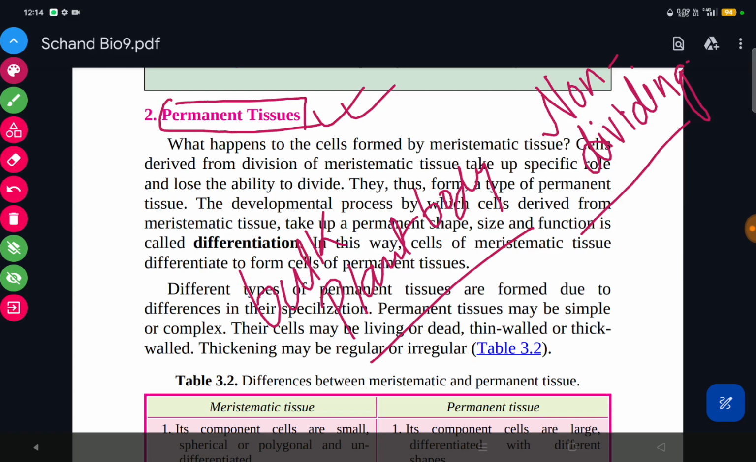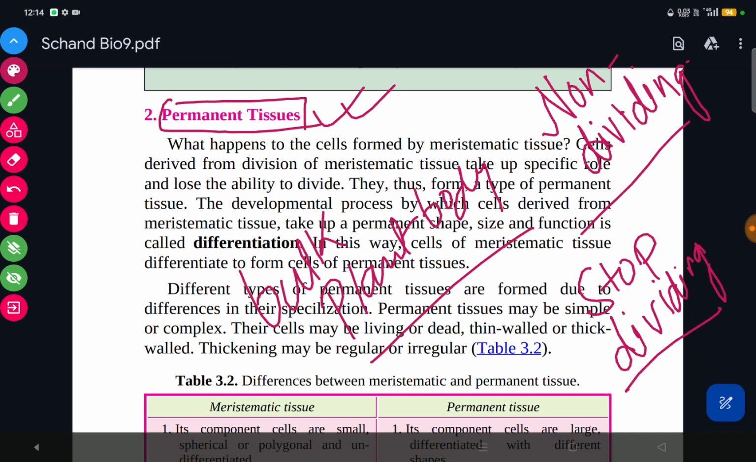So what are the points? They are the non-dividing tissue which form the bulk of the plant body. This tissue does not divide at all, and has become specialized and remains the same throughout its life. I have already discussed in my previous video that all this permanent tissue is actually generated from the parent tissue, that is the meristematic tissue. At some point of time, when the meristematic tissue stops dividing, then it gives rise to the permanent tissue.